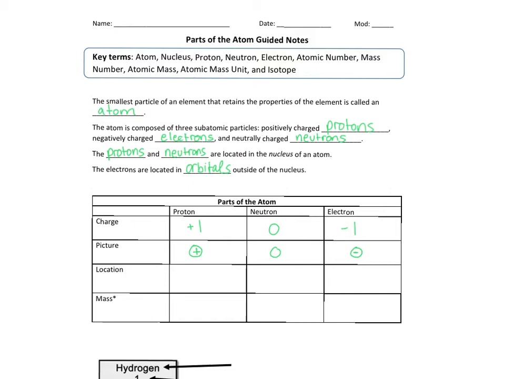Then we can kind of rehash their location. So we know that protons are located in what vocab word? The nucleus, along with what other particle? The neutrons. Nucleus, neutrons, kind of sounds the same, kind of go together. And then the electrons, of course, are on the outside in what we call those orbitals.